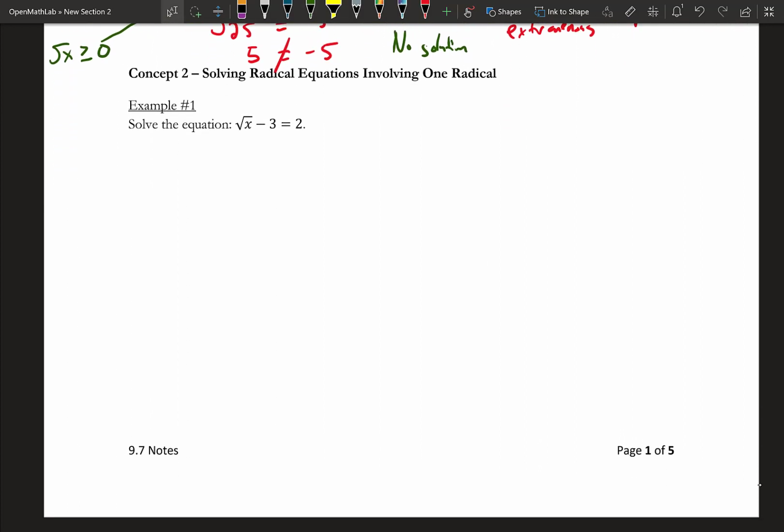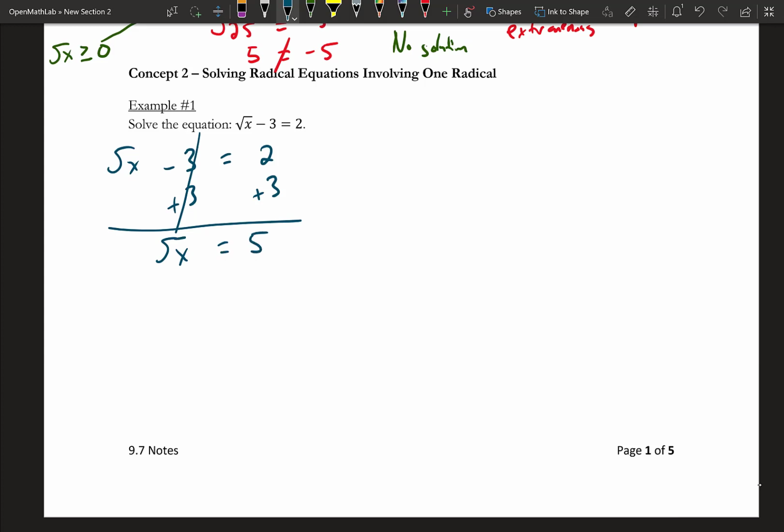So now I have some examples. So that's kind of like the theory for this lesson. So now we just have some examples to practice this skill. So example 1, we're solving the equation square root of x minus 3 equals 2. Right? So what we want to do is add 3 to both sides, right? We're trying to isolate and get the square root by itself. So these cancel out. We're left with radical x equals 5, right?